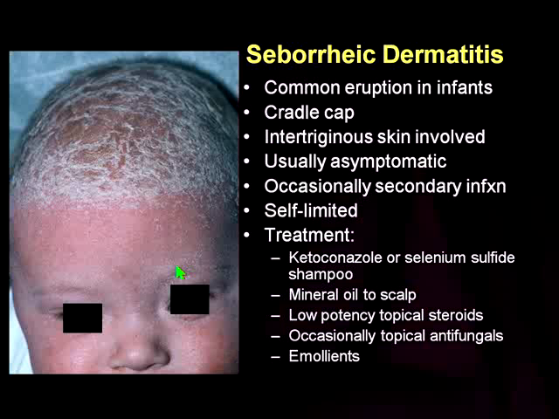All right. I'm going to show you a couple pictures of seborrheic dermatitis. Seborrheic dermatitis is also known as seborrhea. It commonly involves the scalp, and when that's the case, it's referred to as cradle cap. It also very commonly involves the intertriginous skin, so the axilla, the neck, the inguinal folds, for example, popliteal fossa and cubital fossa. This is a self-limited condition. It usually resolves by about 6 months of age. It tends to be asymptomatic, so they can look much, much worse than they feel.